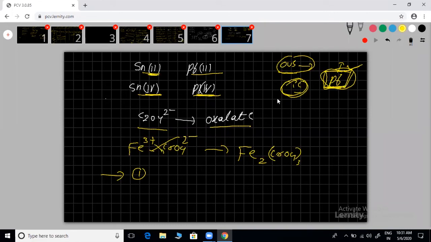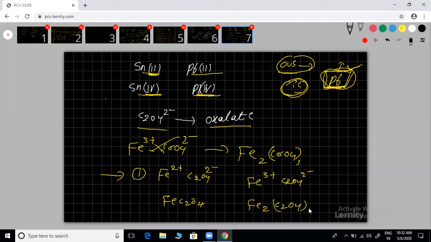Ferrous oxalate and ferric oxalate. Ferrous means Fe how much? 2 plus. Oxalate how much? C2O4 2 minus. So the 2 will be cancelled. Can I write directly FeC2O4? I hope everyone got ferrous oxalate. Ferric oxalate: Fe3 plus, C2O4 2 minus. Can you write the answer here? Fe2(C2O4)3.